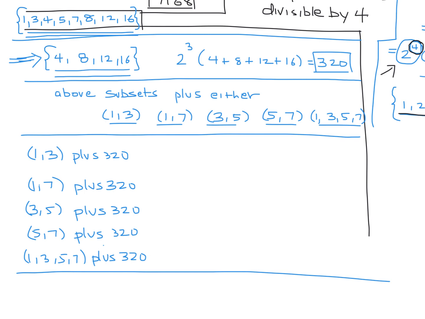Well, 1 and 3 has a sum of 4, and we have to add that to all the subsets. Now, how many subsets were there? I think that's probably something that is important back in here. Well, if the subset had only one number, then there would be 4 subsets, right? 4, 8, 12, and 16. If the subset had 2 elements, there would be 6, and you can list them: 4, 8; 4, 12; 4, 16; 8, 12; 8, 16; and 12, 16.